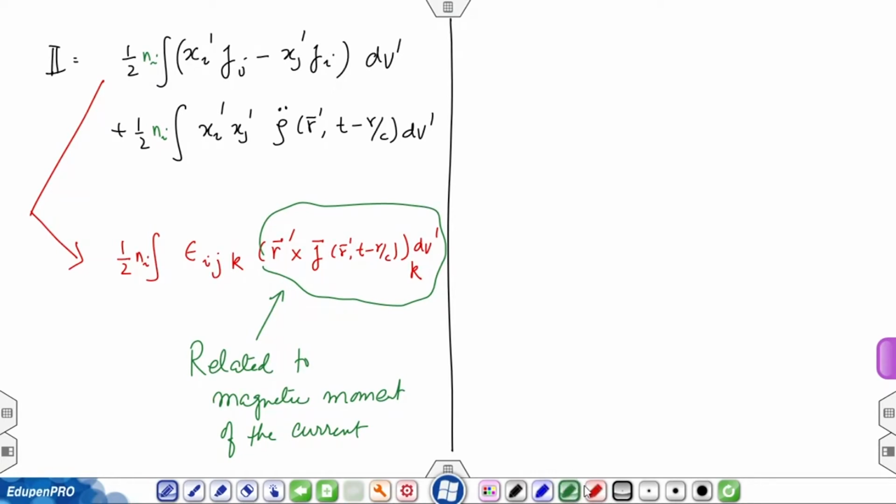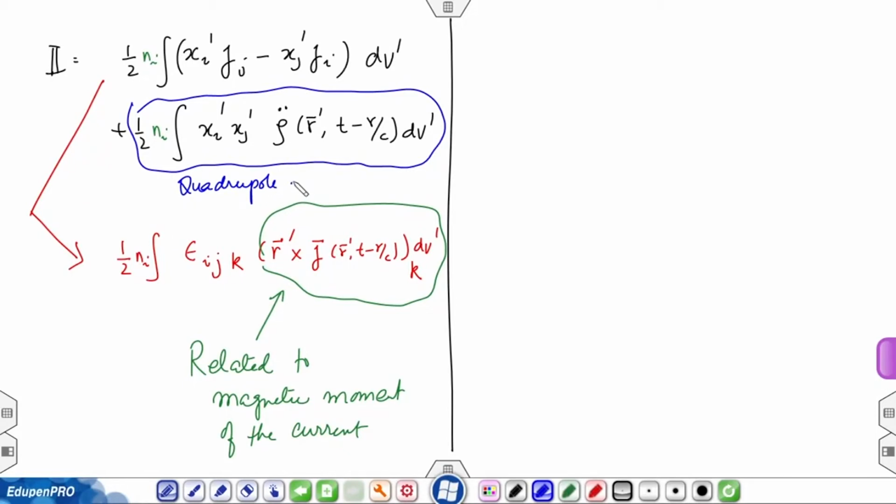And the second term here, which I am encircling in blue, is related to the quadrupole moment of the charge distribution. I am not worrying about that. I just want to show you how from this localized charge distribution you get the point dipole, point magnetic dipole, and also quadrupole, but I am not dealing extensively with quadrupole radiation.